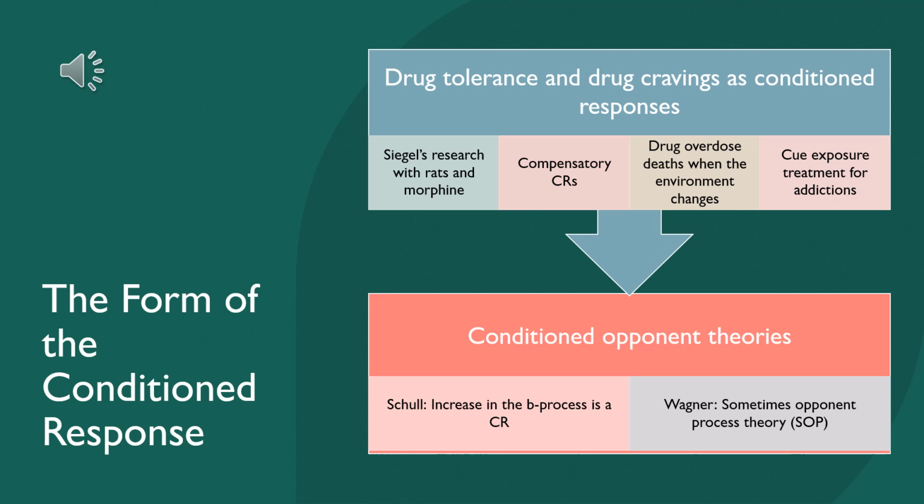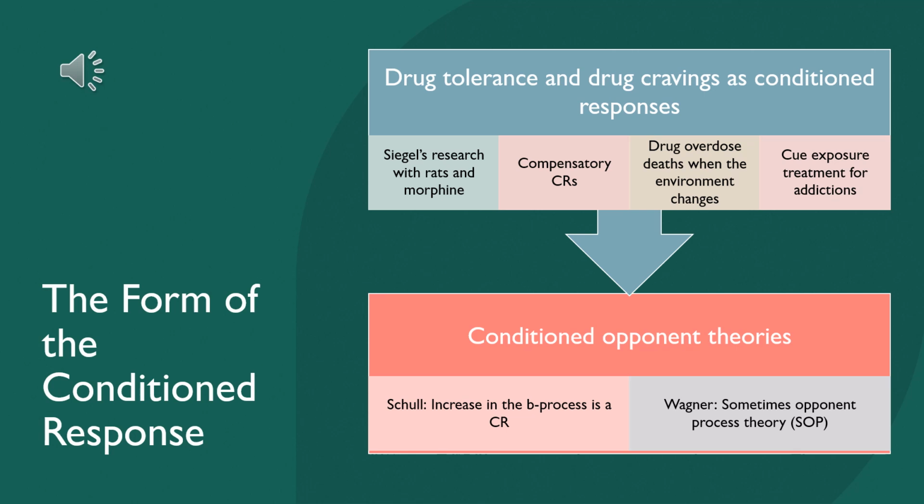In the familiar drug taking environment, these compensatory CRs reduced the drug's effect, leading to tolerance. However, when rats were given the same dose of morphine in a novel environment, they were more likely to experience an overdose because the compensatory responses were weaker or absent. This research highlights how drug tolerance and overdose risk can be influenced by contextual cues.